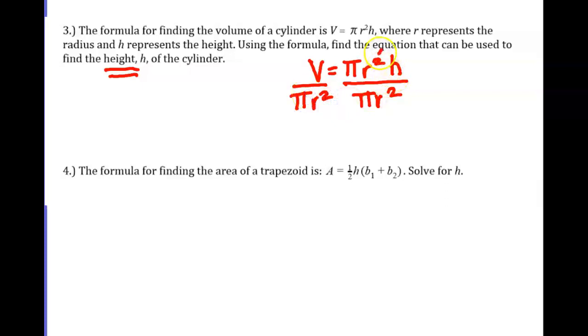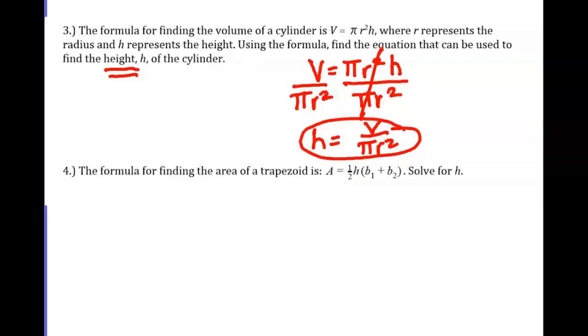Pi r squared divided by pi r squared goes to 1, so we're left with just h. So h is going to be equal to, I'm just going to switch the order, V divided by pi r squared. There's our answer. The formula for finding the area of a trapezoid is A equals 1/2 h times B1 plus B2. Solve for h.